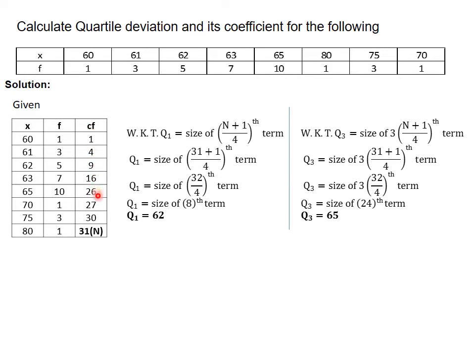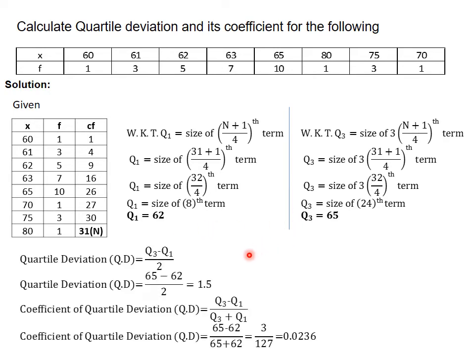Again we have to see this 24 in CF. 24 is not there. So the next highest value after 24 is what? 26. So the corresponding x value of 26 is what? 65. Therefore Q3 is equal to 65. Now we have successfully found the values of Q1 and Q3.